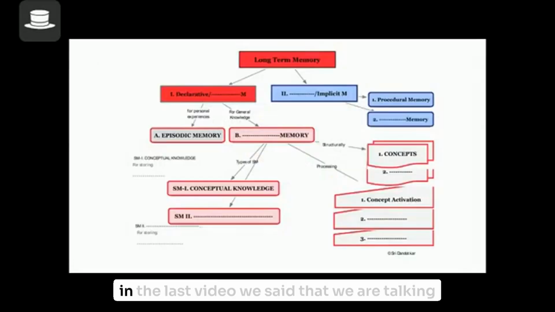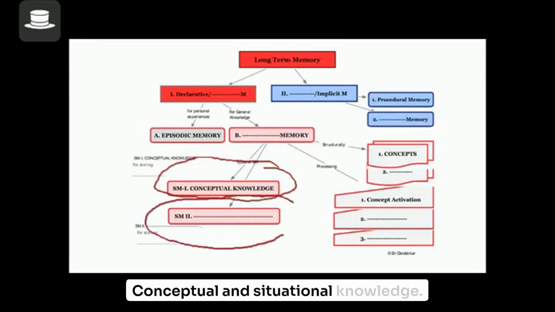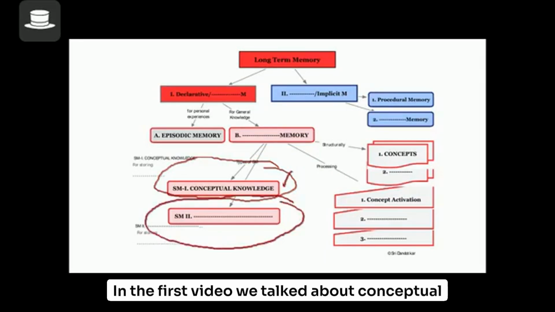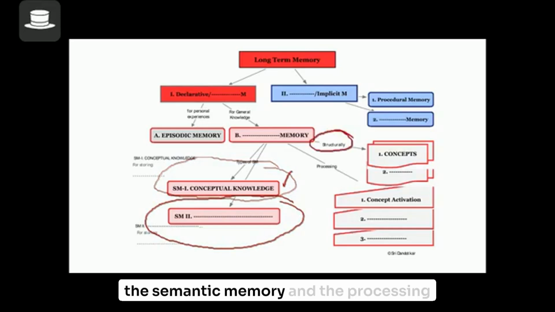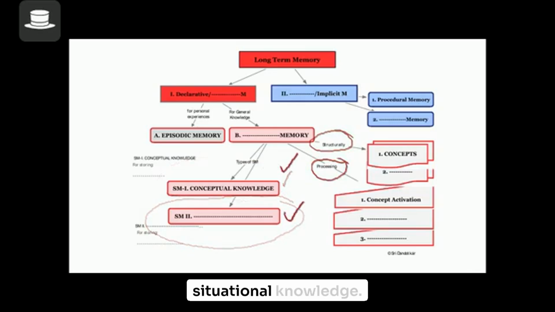Welcome back. In the last video, we said that we are talking about semantic memory, and there are two types of semantic memory: conceptual and situational knowledge. In the first video, we talked about conceptual knowledge. We also talked about the general structure of the semantic memory and the processing involved in semantic memory, which equally applies to both conceptual knowledge and situational knowledge. In this video, we're going to talk about situational knowledge.